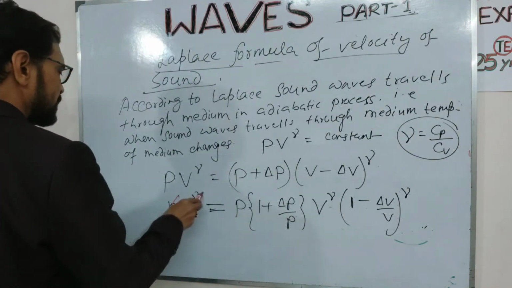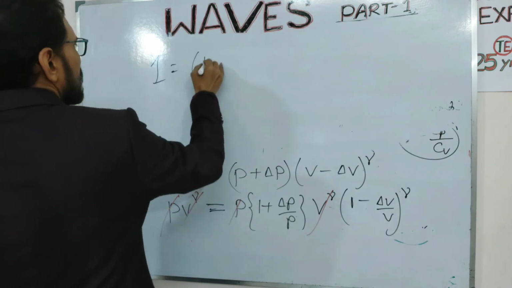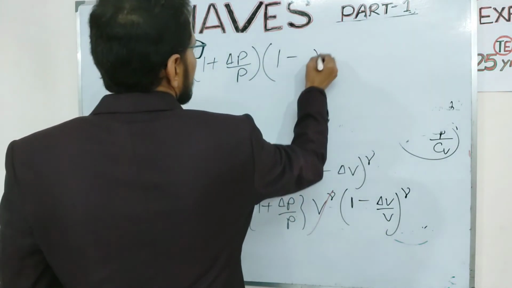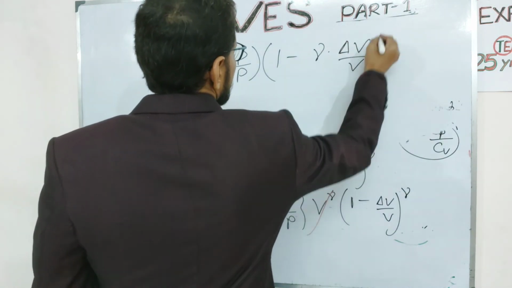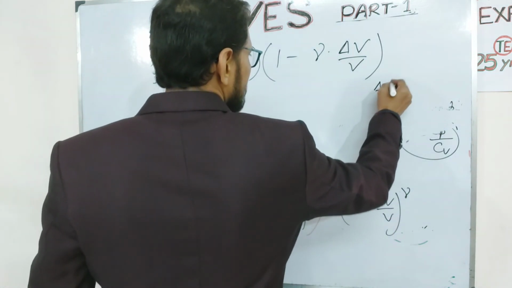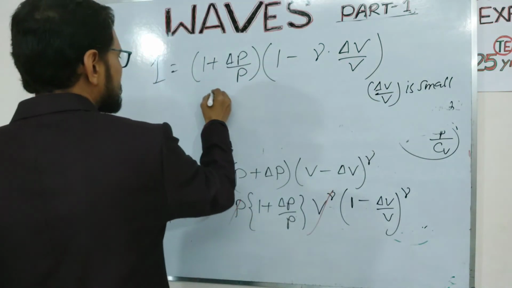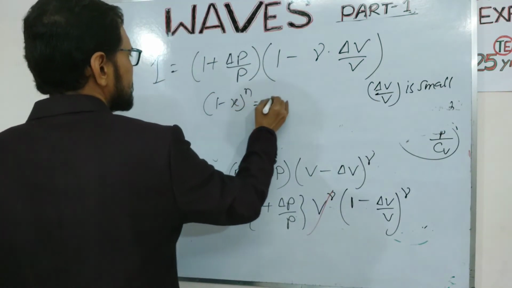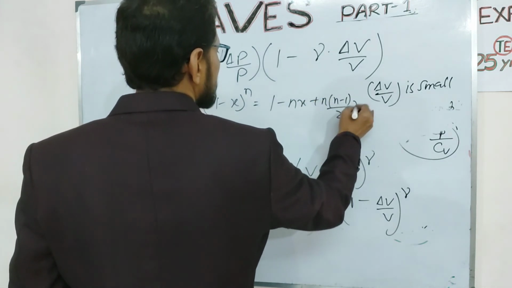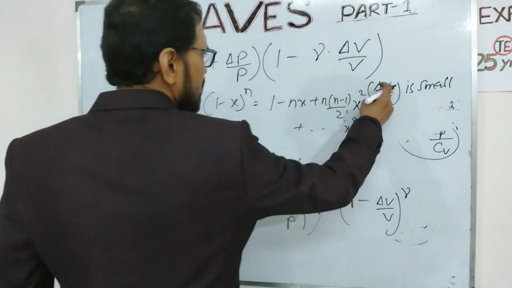Now cancel P, V to the power gamma on both sides. By binomial expansion, del V by V is a small quantity. So what is the expansion of (1 minus x) whole to the power n? This becomes 1 minus nx plus n(n minus 1) by factorial 2 into x square plus something x cube, etc. Here x equals del V by V.